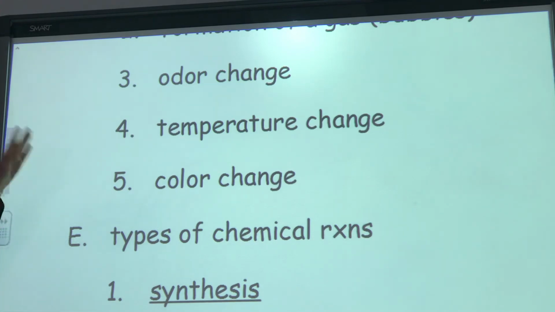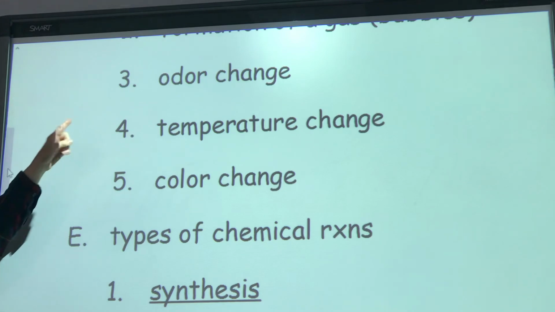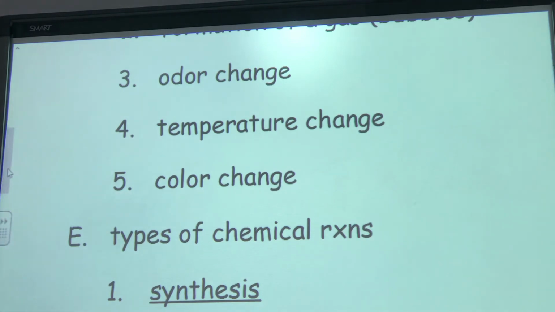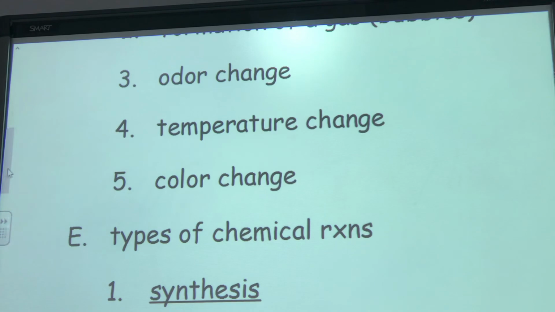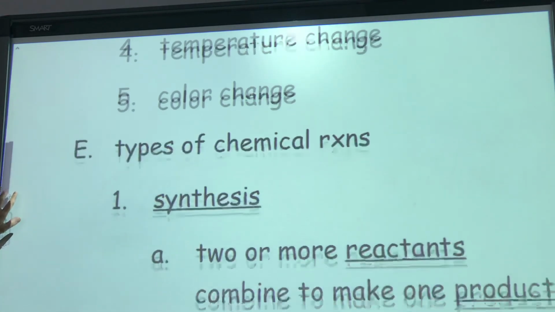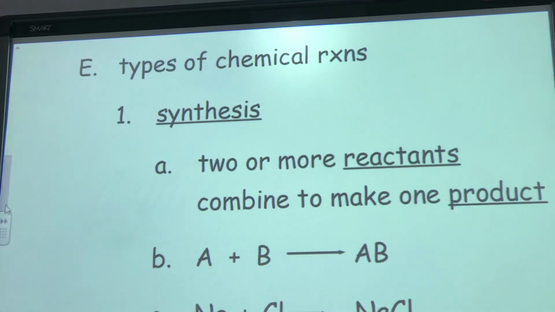Some other not as reliable signs, but still pretty good signs. If you have an odor change, all of a sudden you smell something weird, usually that means there's some sort of gas being formed, so that goes back to number 2. A temperature change, okay? If your container that you're mixing two things in gets really cold, that's a good sign that there's a chemical reaction. Or if it gets really hot, that's a good sign that there's a chemical reaction. And the last one is a color change, when we have the difference of color. All right, there are several types of chemical reactions.